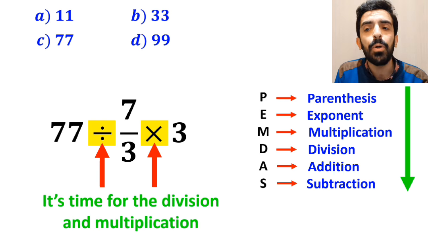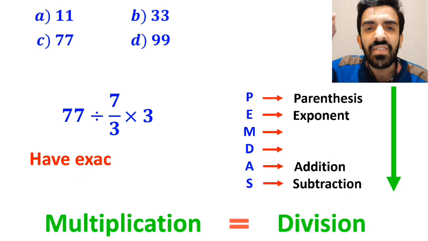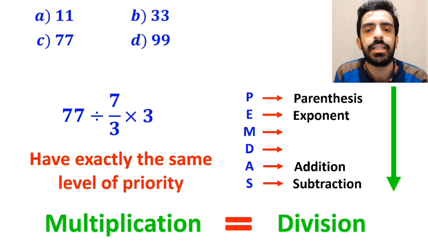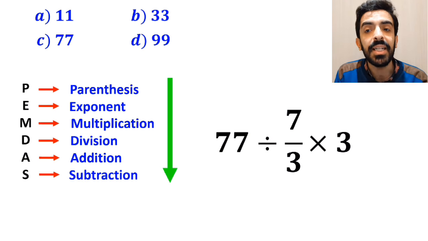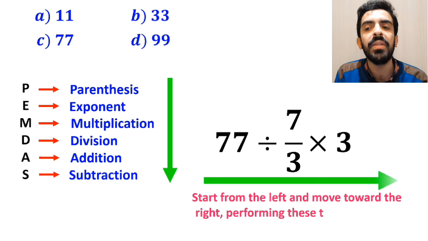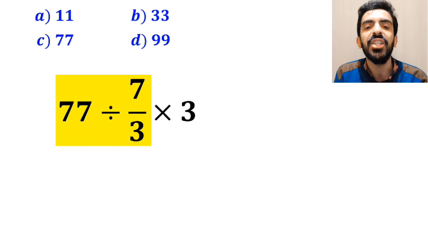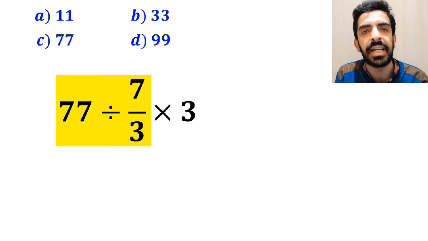However, it's very important to note that according to the PEMDAS rule, multiplication and division have exactly the same level of priority. In this situation, the best strategy is to start from the left and move toward the right, performing these two operations in order. So, we'll start with the expression 77 divided by 7 over 3.